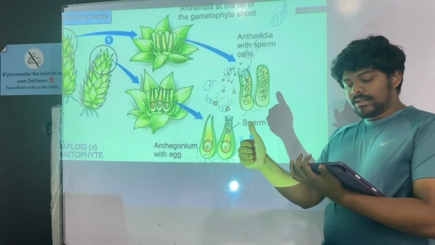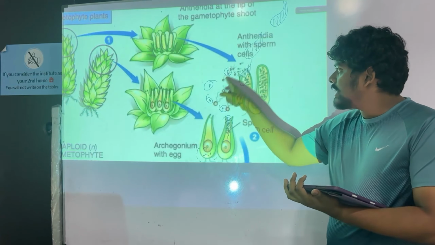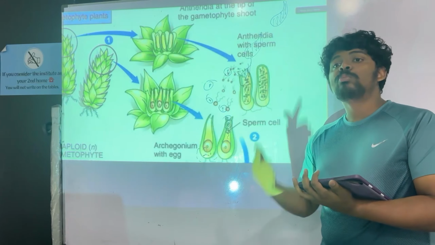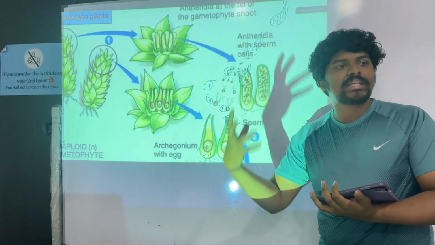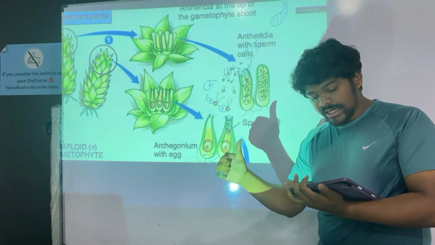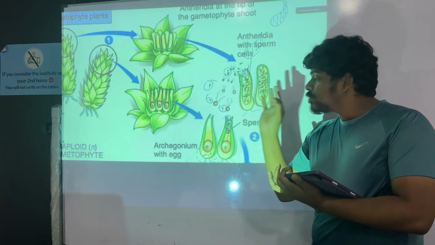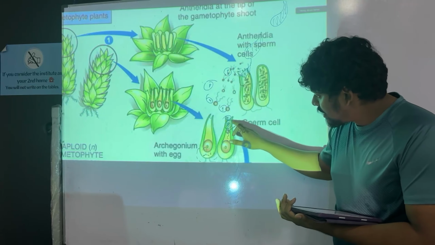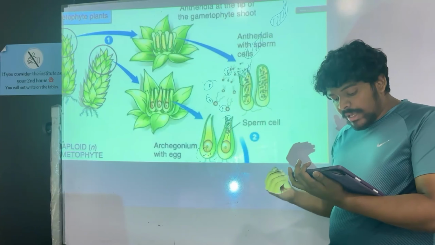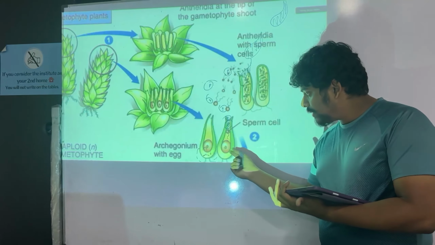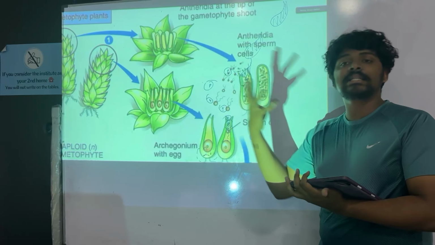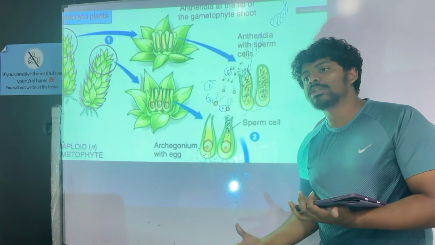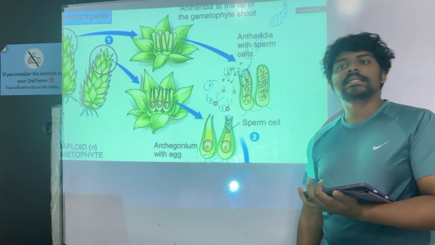So flagellated, as you can clearly see, multiple flagella. Motile, the ability to move, is known as motile. Flagellated, motile sperms swim through the external water. So this is the external water, swimming through the external water towards the egg, entering the archegonium in response to chemical attractants. Is that clear?